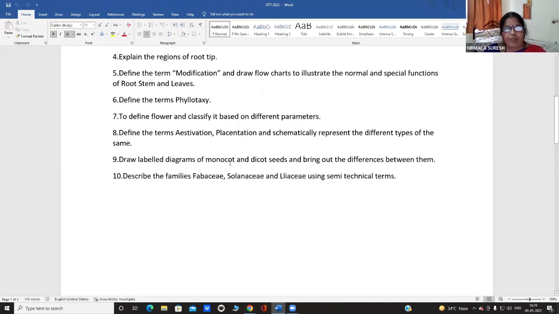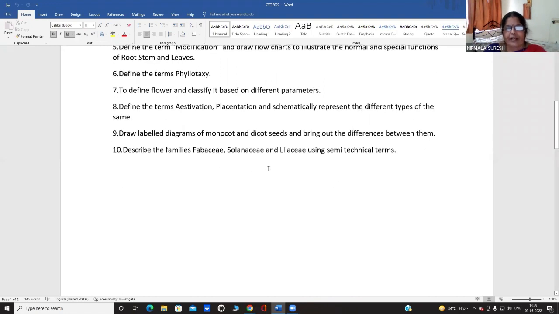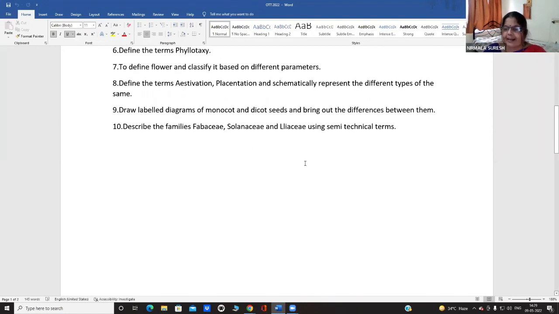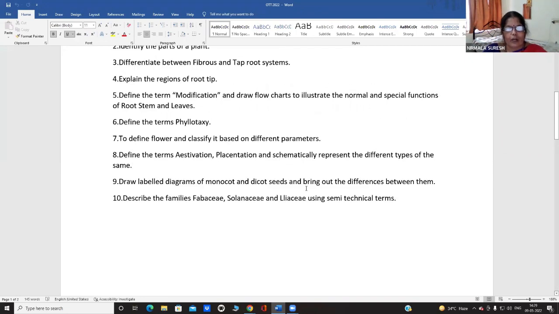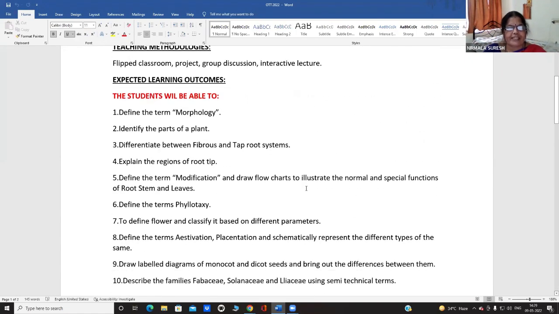Draw labeled diagrams of monocot and dicot seeds. We can also show them soaked seeds. We can tell them to bring the soaked seeds to the classroom. Using them, we can take a magnifying glass. We can take a dissection microscope to the class. We can take needles to the class, dissect the seed pod and show them the embryo. And we can describe the families Fabaceae, Solanaceae and Liliaceae using semi-technical terms. So these are our learning outcomes. Let us have a look at the learning outcomes, teachers.